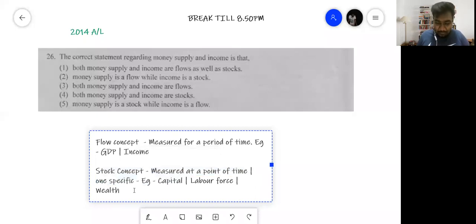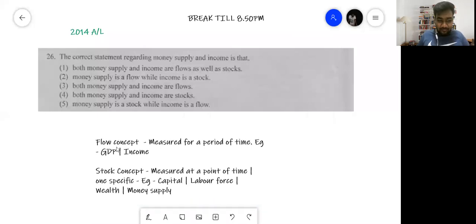So even money supply, guys, is a stock concept, right? So you can say the money supply of Sri Lanka as at 7th August is, let's say, 2 billion. But you can't say the income of Sri Lanka as at 7th August is this. No. Right? So that is the difference between a flow concept and a stock concept. Again, a flow concept is measured for a period of time. A stock concept is measured exactly at that same time.